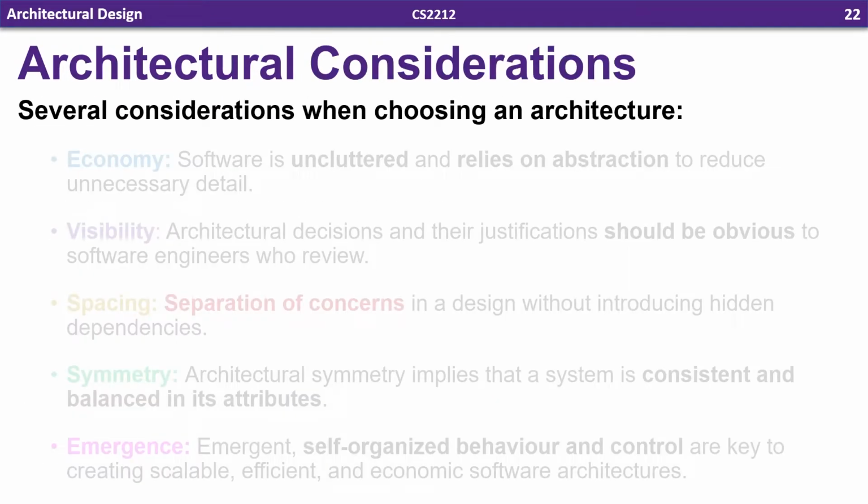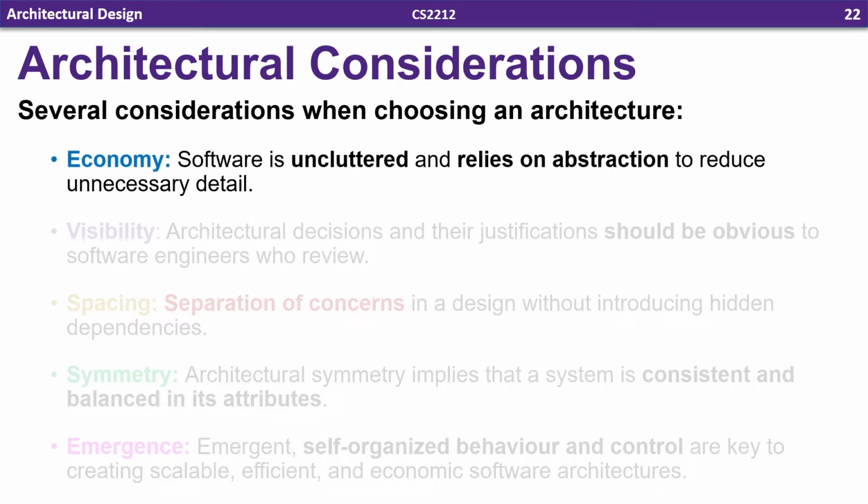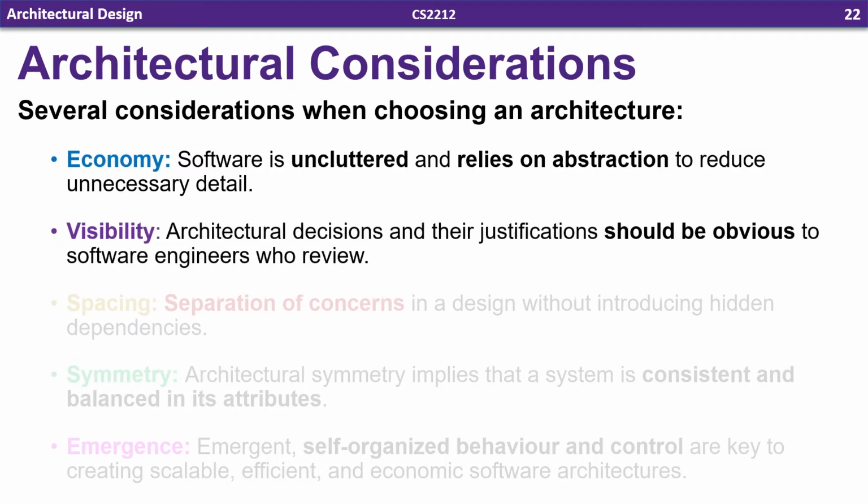Now, we can't just pick any architecture at random when designing our system. There are a number of considerations we have to make. Some of these include economy. Software often suffers from unnecessary features or non-functional requirements. The best software is uncluttered and relies on abstraction to reduce unnecessary detail. Visibility. Poor visibility arises when important design and domain concepts are poorly communicated. It should be obvious to the members of your team why these decisions were made.